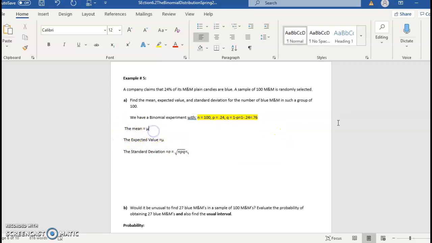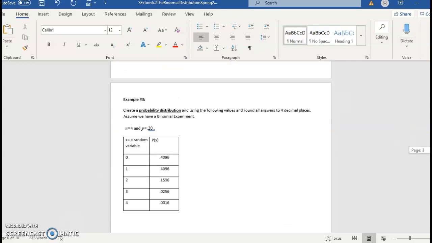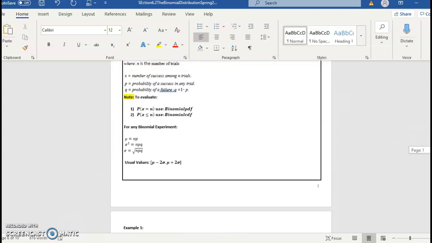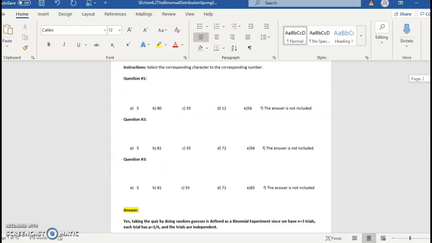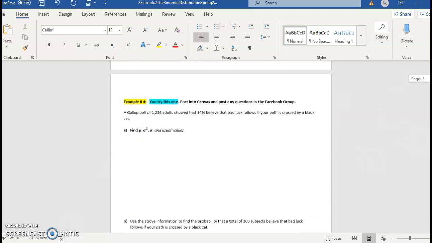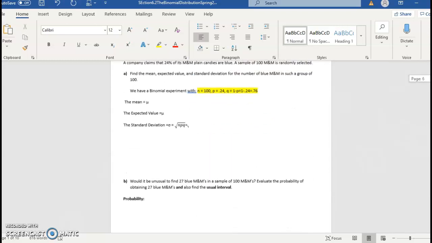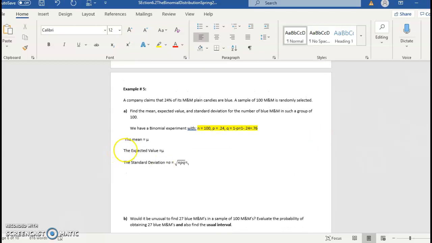Now, let's take a look at the mean. The mean, the standard deviation, and the variance are defined at the beginning here, on page 1. These are the formulas that we're going to need for some of your binomial experiments. In this case, the mean is simply n times p. Let me go back to the problem. The mean is equal to n times p, so for this problem it's 100 times 0.24, which gives us 24.